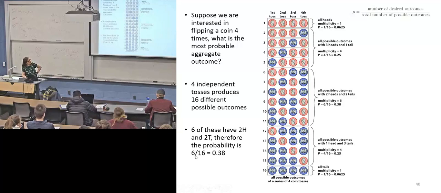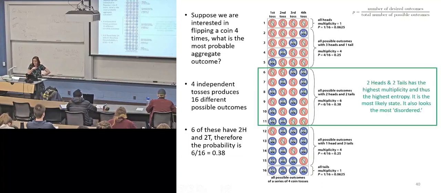The probability is 6 divided by the total 16 outcomes that could happen. So the probability of getting 2 heads and 2 tails in some combination is 38% or 0.38. Okay. Number of ways it can happen, 6. Total number of possible things that can happen when I flip a coin 4 times, 16. And so multiplicity is the top number, this 6. Okay.